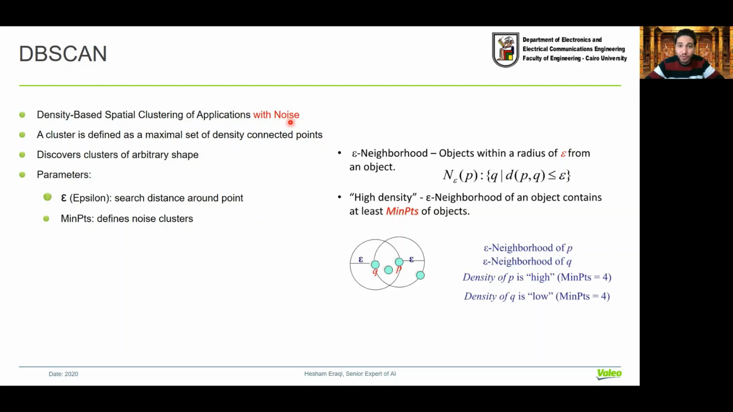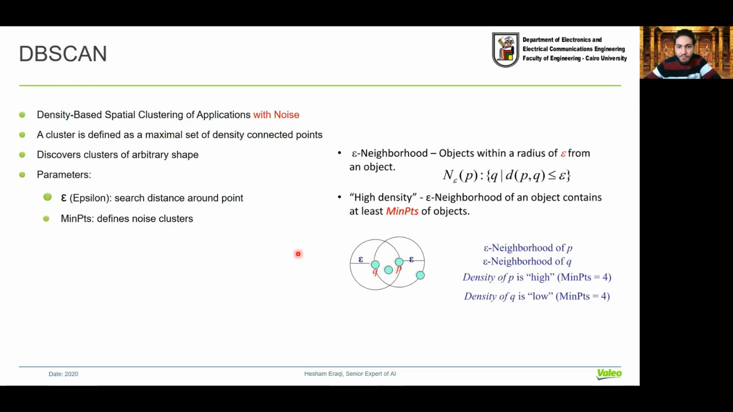And to be able to filter out these noise points, DBSCAN takes two input parameters from you. It takes the epsilon and the minimum number of points. Epsilon is the search distance around some point for other points that belong to the same cluster. And the minimum number of points is the parameter that is used to define the noise clusters.